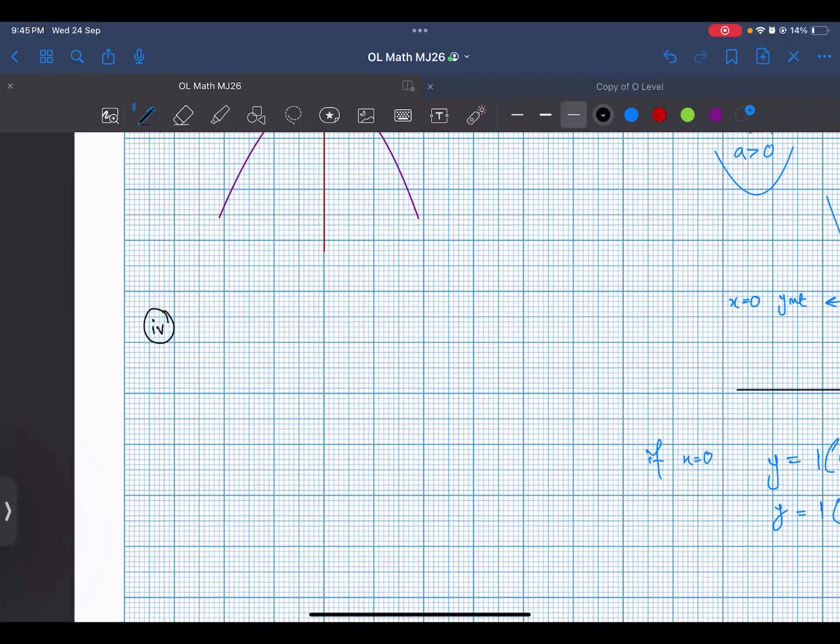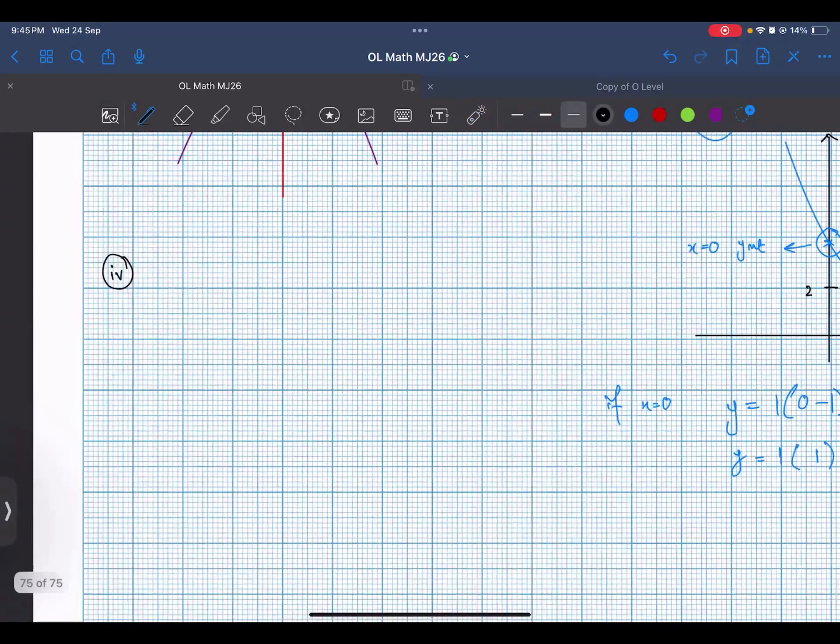I'm doing another example for you. I'll show you too. Okay, wait. Y is equal to, let's suppose, 2x squared minus 4x plus 1.